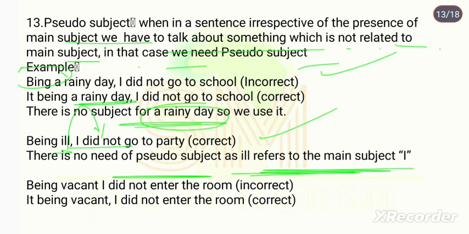Okay, being a diabetes patient, Rahul did not take sweets. We can use like this. Being vacant, I did not enter the room. So this vacant is not referred for I. That's why we have to use here a pseudo subject. Being vacant, मैं खाली थोड़ी हूँ, कमरा कौन था, खाली था. कमरे के लिए यहाँ पे सब्जेक्ट नहीं है, so we have to use here a pseudo subject: It being vacant, I did not enter the room.